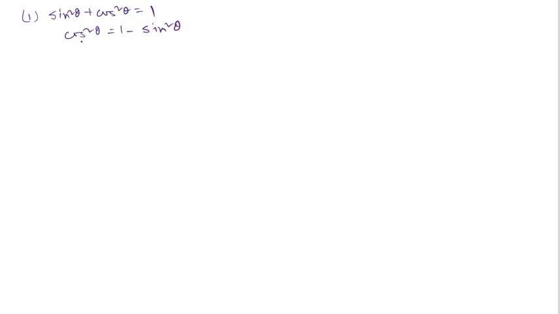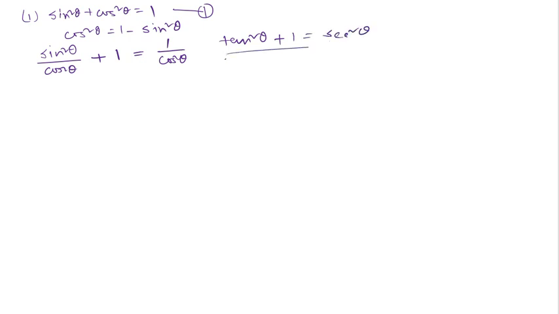Now on the first equation, let's divide both sides by cos square theta. So what will happen if I divide both sides by cos square theta? Sin square theta by cos square theta plus 1 equal to 1 by cos square theta, correct? It will become like that. Now it will become tan square theta, since sin by cos is tan, plus 1 equal to sec square theta. So we have another identity, correct? Tan square theta plus 1 equal to sec square theta, correct? Or I can say tan square theta equal to sec square theta minus 1.